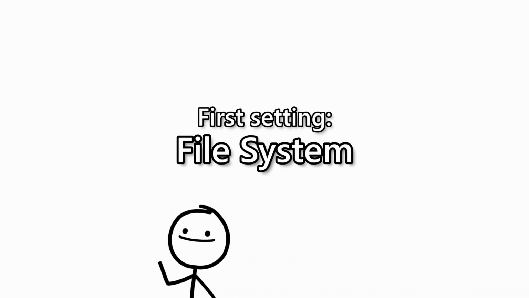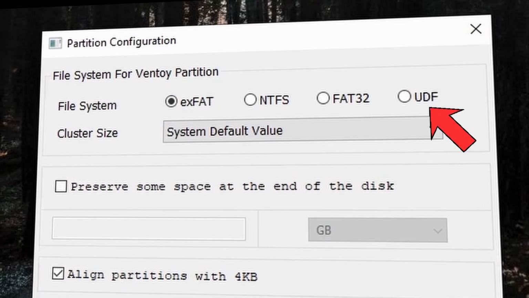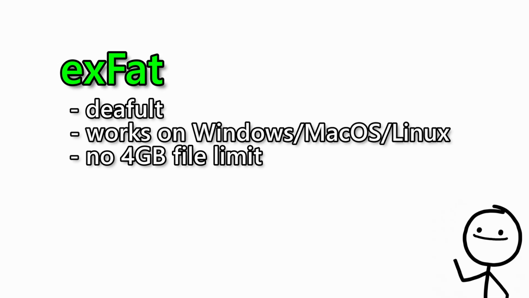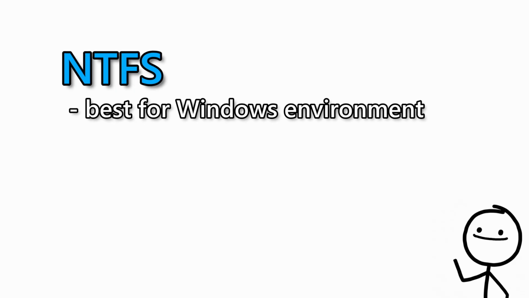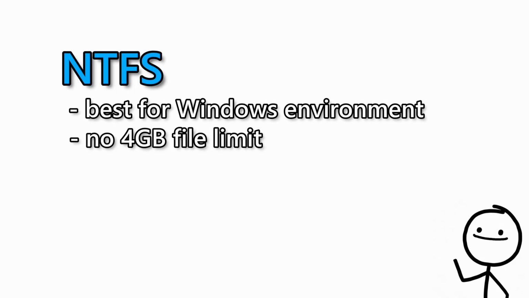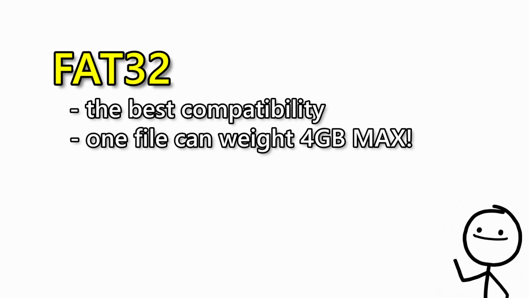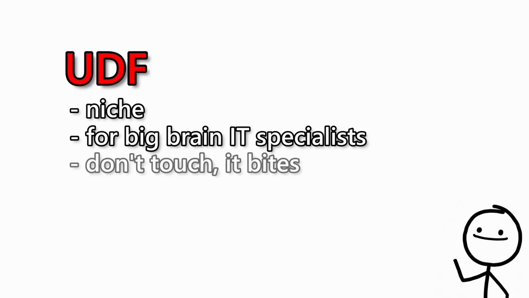First setting, file system. You can pick exFAT, NTFS, FAT32 or UDF. Here's the fast explanation. exFAT, it's default, it works on all kinds of operating systems, it has no 4GB file limit, so that's an easy choice. NTFS works the best with Windows and has the most features for it, also no 4GB file limit. FAT32, ultra compatible but single files can't exceed 4GB. UDF, it's a niche option. If you don't already know you need it, you don't need it.